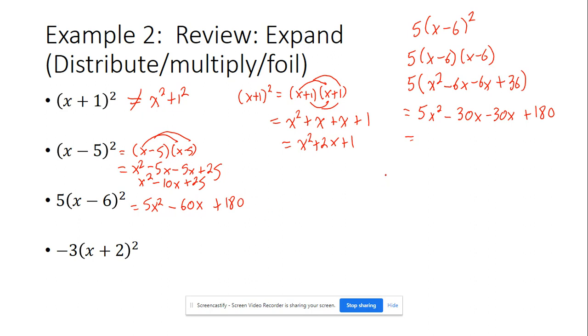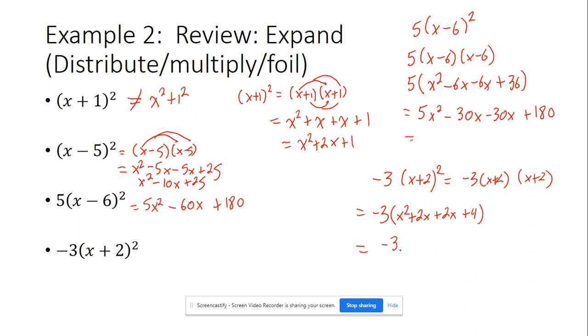Okay, perfect. So the last one, negative 3 times (x plus 2) squared. That's negative 3 times (x plus 2) times (x plus 2). I'm just going to multiply these two together: x squared plus 2x plus 2x plus 4. And now I'm going to multiply the negative 3 through the brackets here, and we get negative 3x squared minus 6x minus 6x minus 12.